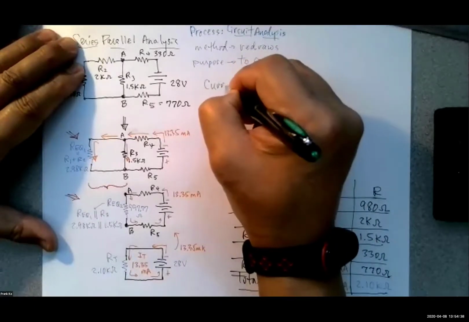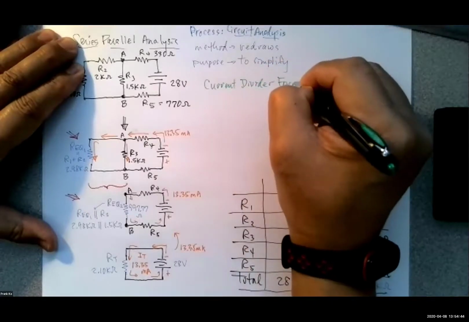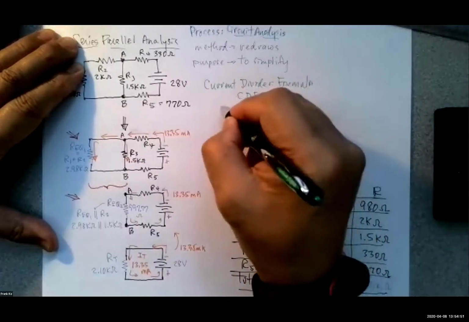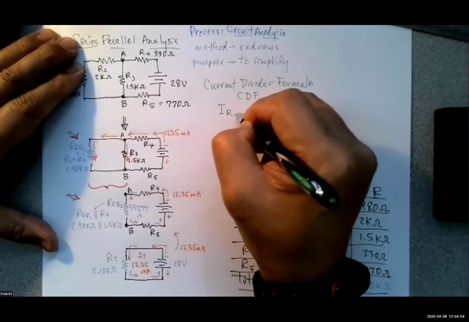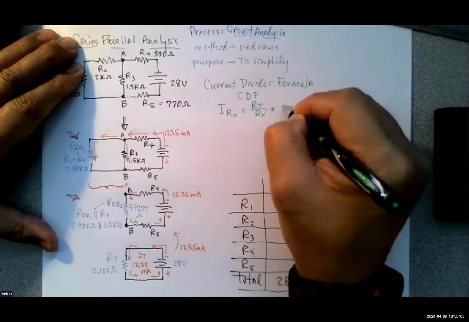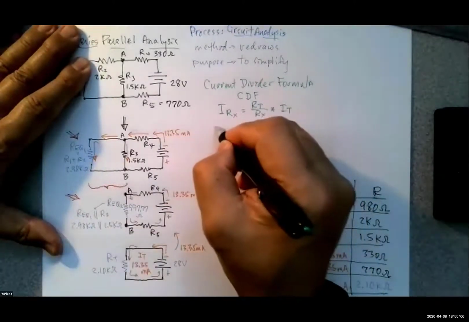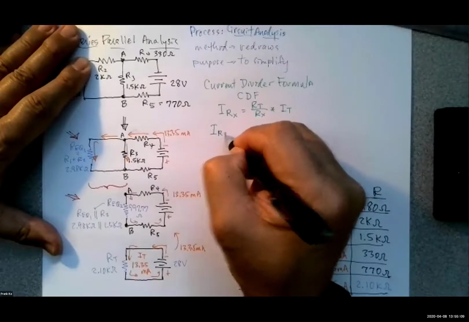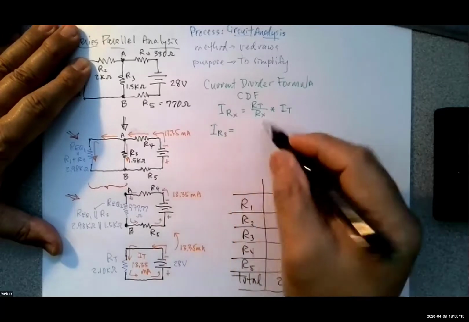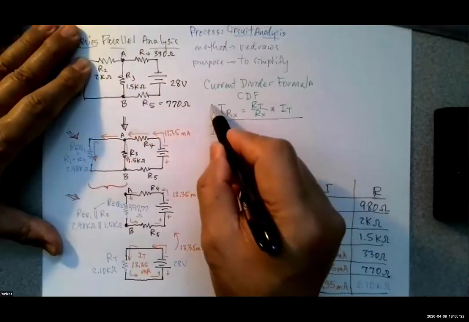So we have the current divider formula, and we will abbreviate that as CDF. The general form of the formula, as you recall correctly, is IRX equal to RT over RX times your I total. So how do we implement this to find out what is happening through R3? If we want to find the current that flows through R3, what are the values that we put in here? This is the general form of the formula, and it will always be identified this way.